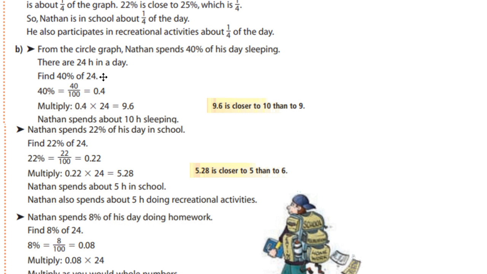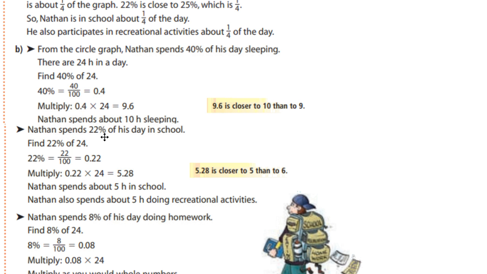Now, I always call this my English sentence because it has the English words in it, and we need to turn it into a math sentence. So remember, this 40%, we're going to divide by 100 to get 0.4. We're going to write it as a decimal first. Of means times, so we're going to pull out our calculator and say that 40% or 0.4 times 24 is equal to 9.6. So he spends about 10 hours sleeping.